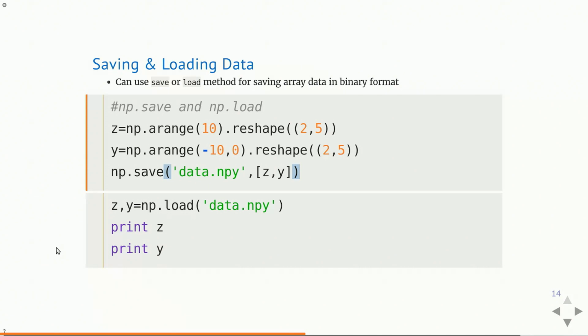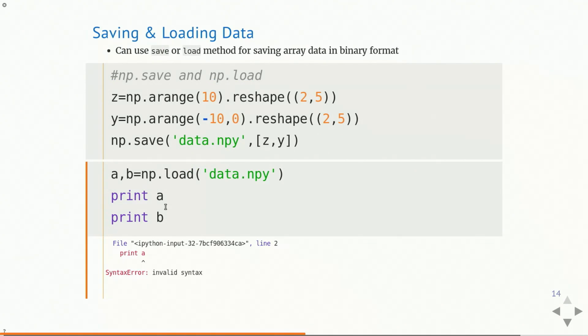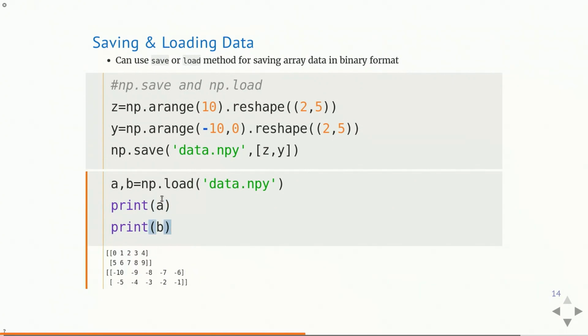For loading, we will simply use np.load, and it will return us a list, and here we are just unpacking this list into two separate arrays, z and y. We name them differently, a comma b. So print a, print b. So here it is. That's how easy it is to write to a file and load from a file.